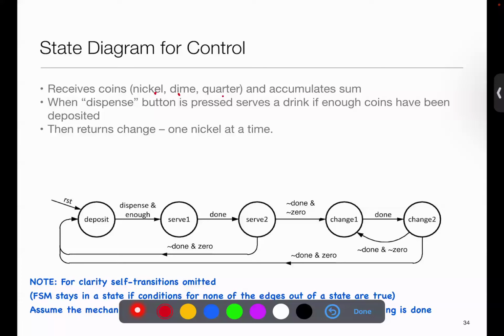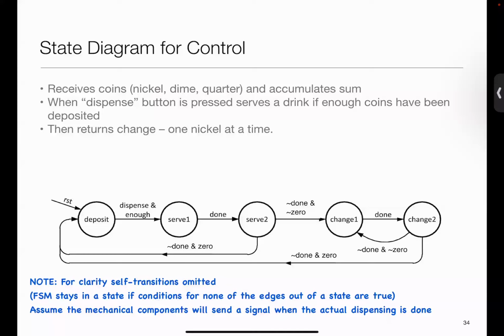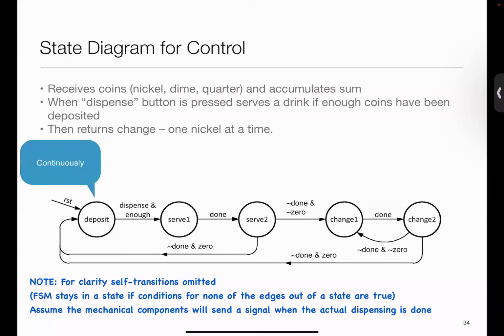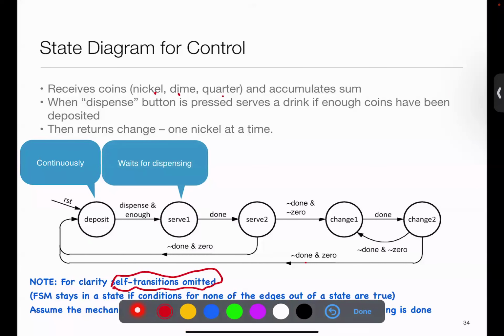In this state diagram, for the sake of simplicity, self loops have been eliminated. Basically the idea is that if the condition is not met, like let's say I'm in change 1, if done is not high, then I remain at change 1. Likewise at every state, by default we stay put in that state.